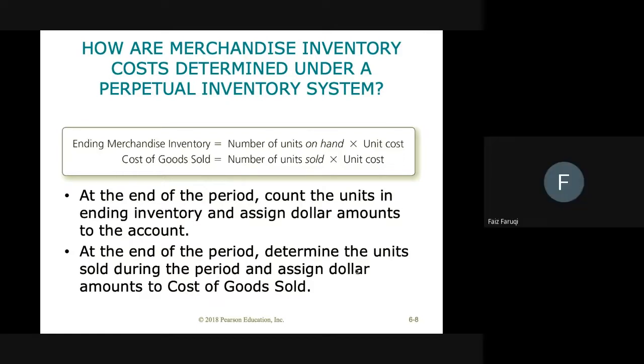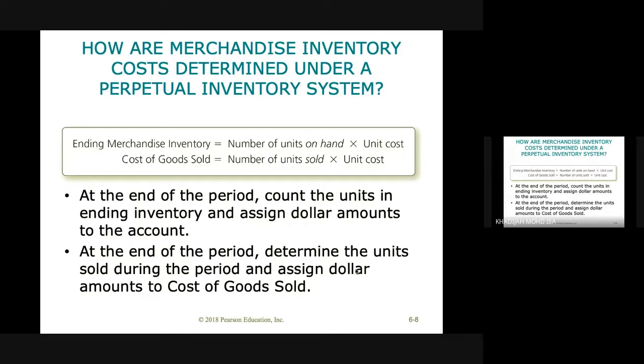Periodic. Very good. Periodic inventory system. Both systems actually measure the value of your inventories. It's just that the method of measuring is different. It could give you different values as well. The perpetual and the periodic, it's the same value. It's just the method that you actually use.